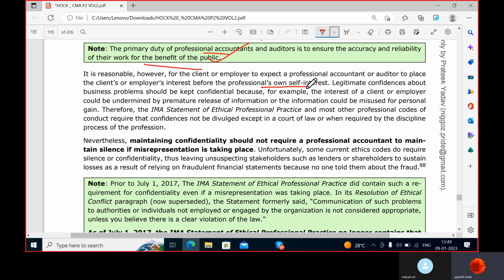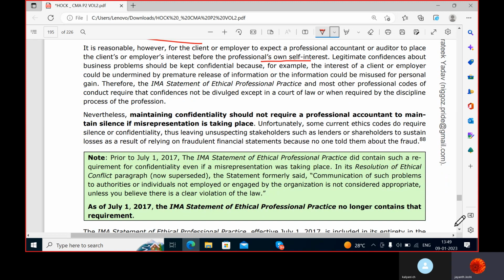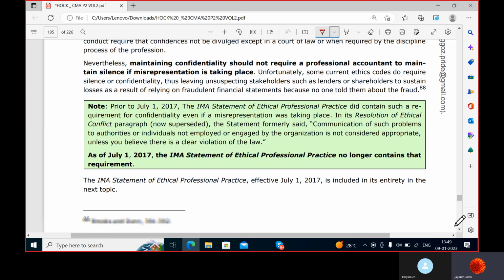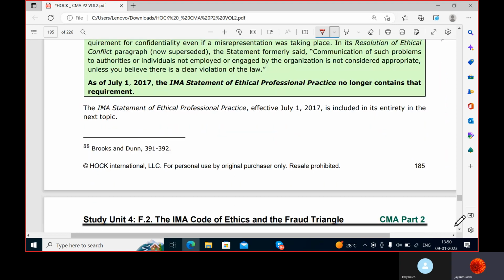Legitimate confidences about business problems should be kept. See, every business has some issues going on inside that company for some reason or the other. Those should be kept very confidential. Client's information should not be shared with any other client or anyone. That is a norm. Actually, this is not something new which you're hearing. It's a norm. So confidentiality should be maintained. And if we take services of an accounting professional, they should not misrepresent anything about their clients to any other client.